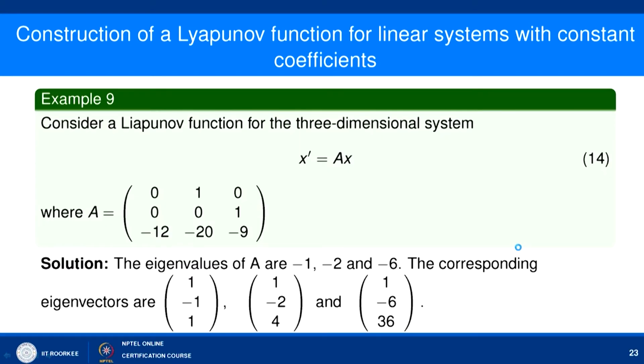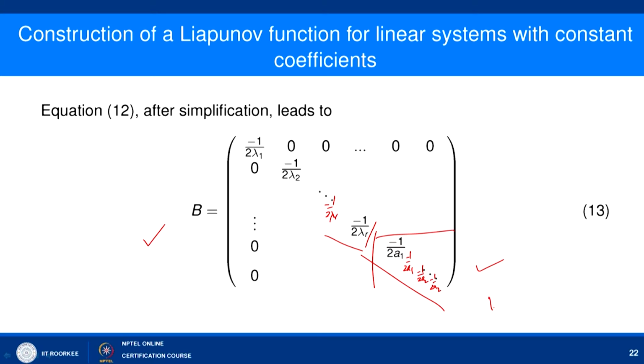So, once we have B, then we can define V(y) as y transpose B y, and if we use the expression x equal to T y, where T is an invertible matrix, then y equals T inverse x, and we can find out the Lyapunov function for the original system x dash equal to A x here. Okay.